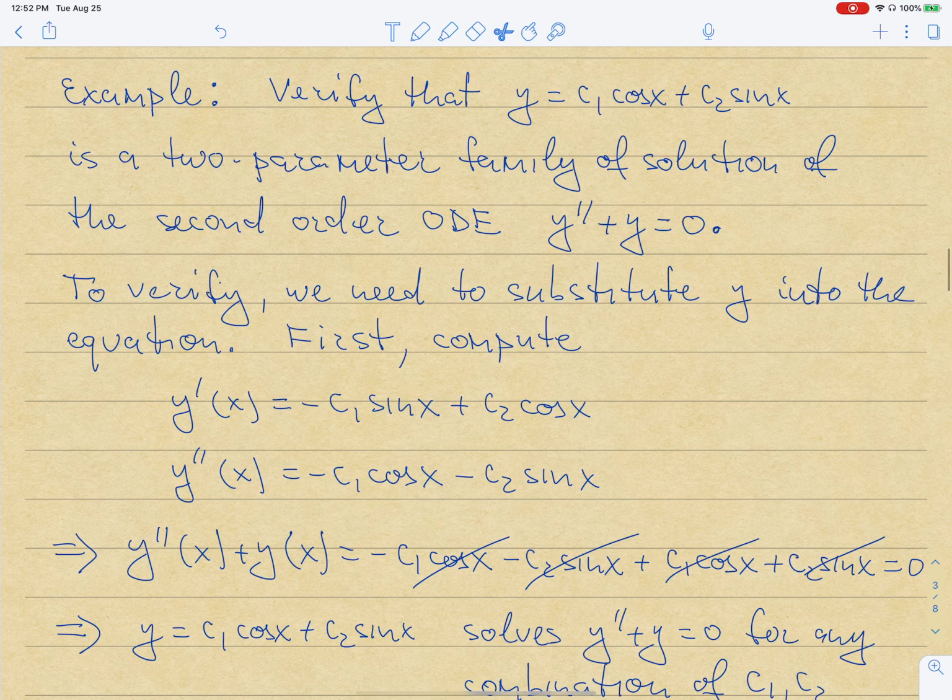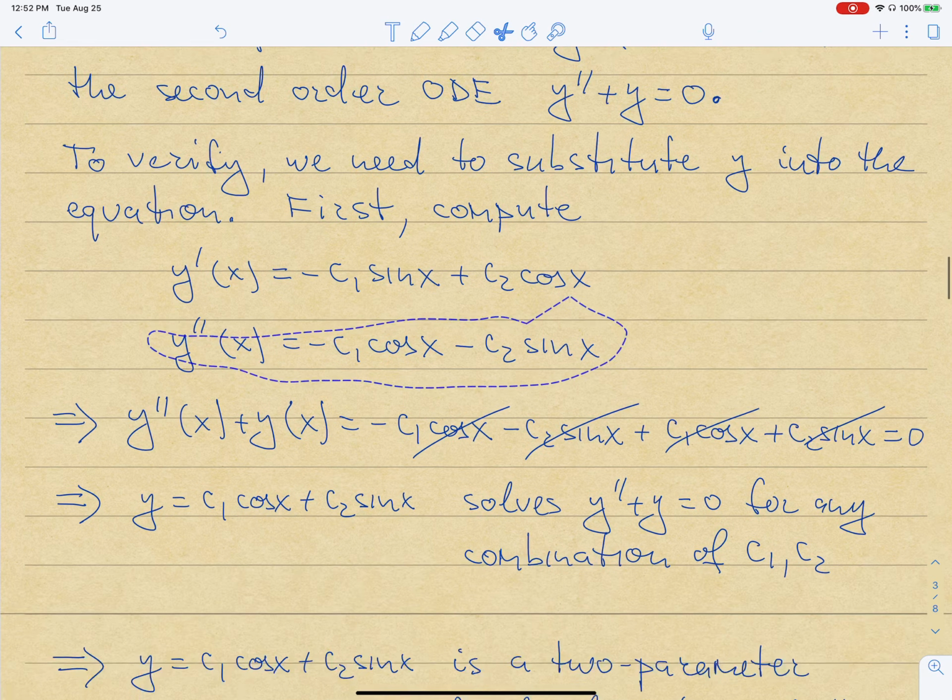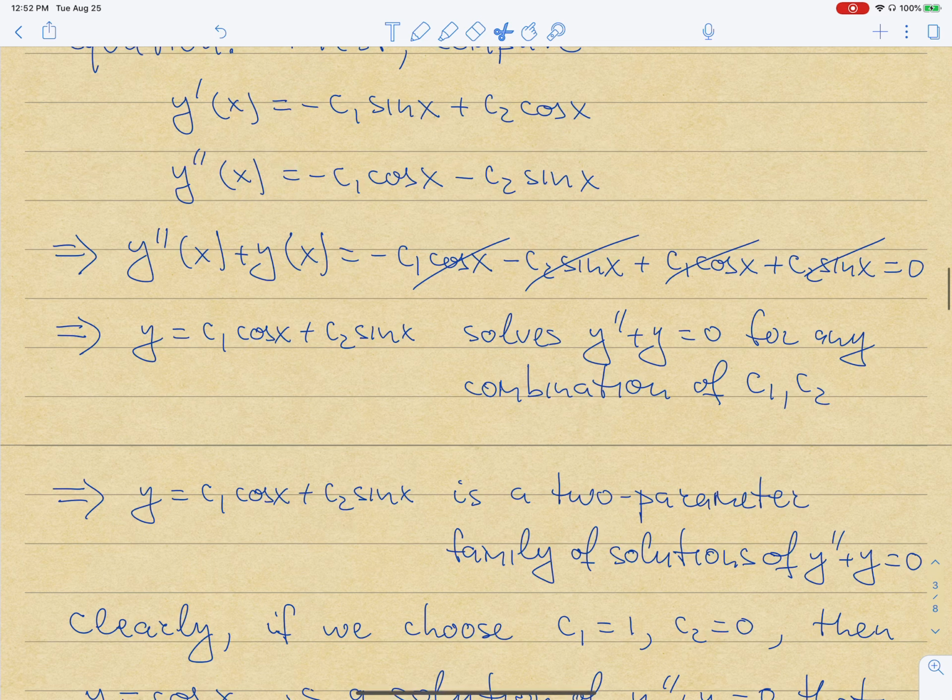Because at the end of the day, I will be adding y double prime to y. Okay, so if y is C1 cosine plus C2 sine, then y prime is minus C1 sine plus C2 cosine. And y double prime, taking the derivative again, is minus C1 cosine minus C2 sine. So if I substitute into the equation, I'll get minus C1 cosine minus C2 sine, and y is plus C1 cosine plus C2 sine. So these cancel each other out.